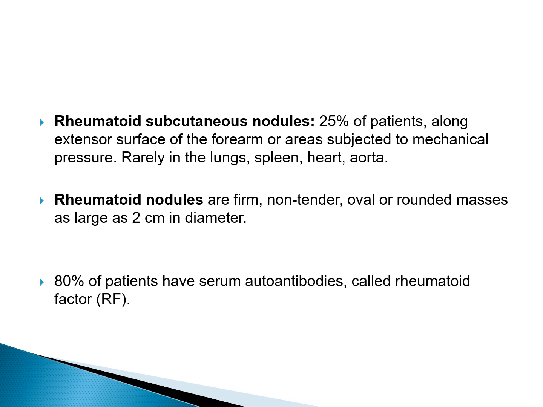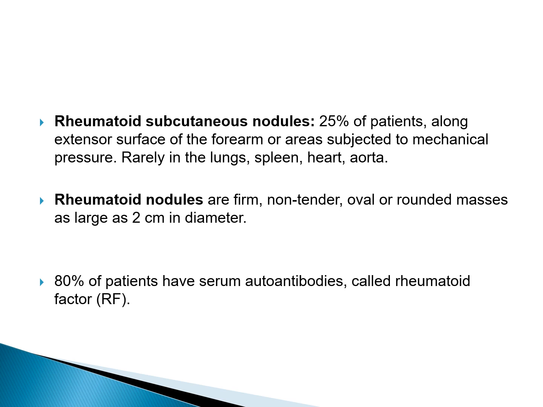What does subcutaneous mean? It means they appear under the skin. We call them rheumatoid nodules. They affect only 25% of patients, but they are characteristic, and they occur along the extensor surfaces of the forearm or in areas subjected to mechanical pressure. Sometimes, or rarely, these rheumatoid nodules can be found in the lungs, the spleen, the heart, or even in the aorta. Clinically, these nodules are firm and non-tender, meaning they are painless.